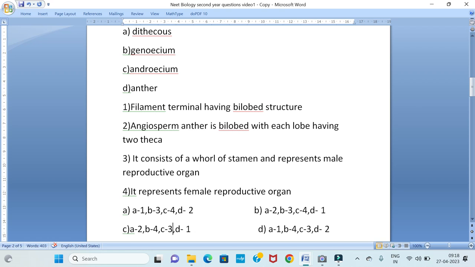So what is the answer? Correct answer. Match ABCD with 1, 2, 3, 4. So answer is D. A1.